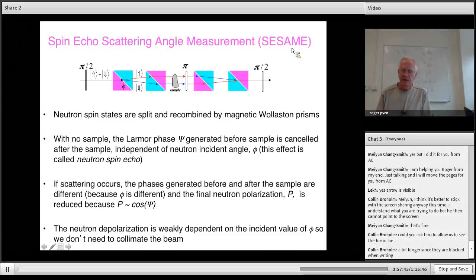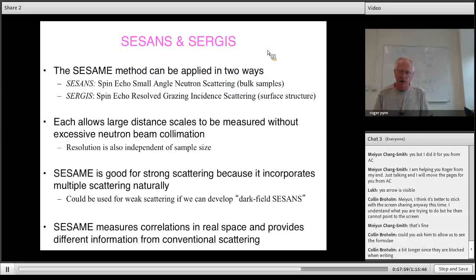Most people, this is a general term for various experiments in which you code the wave vector. And in fact, these are the two principal ones which are done. One is called C-SANS, which is the small angle scattering, which is what I just showed you a few view-graphs ago. But you can also do the same thing by resolving the scattering from a surface. And that's really similar to grazing incidence SANS, except that you're using spin echo to code the scattering angle.